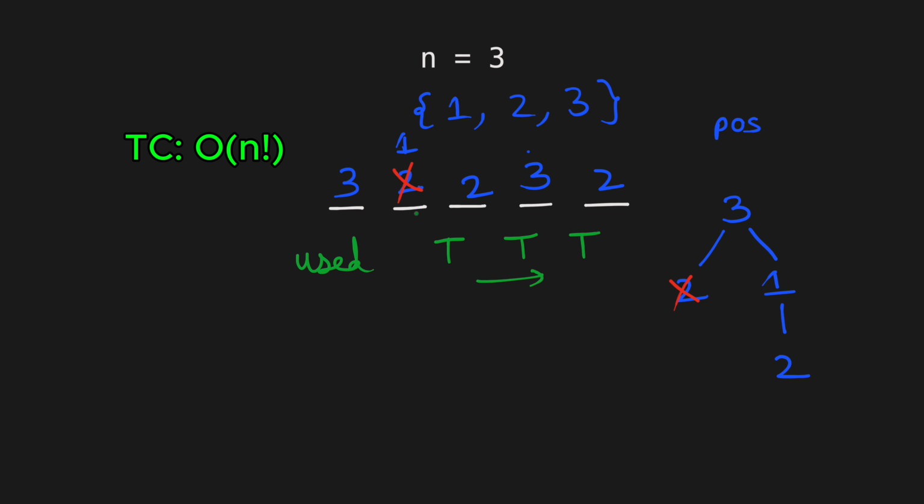And in terms of space complexity, it will be O of n, coming mainly from the recursion stack, representing the depth of backtracking when placing all the numbers in the sequence. Now let's jump into the code part.